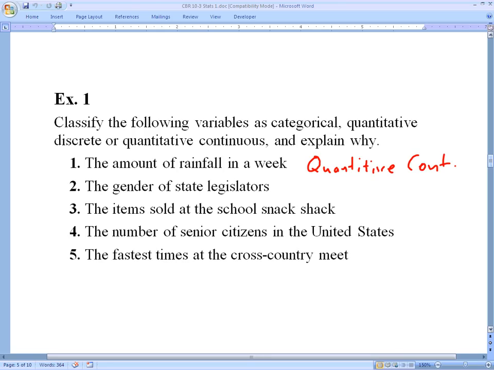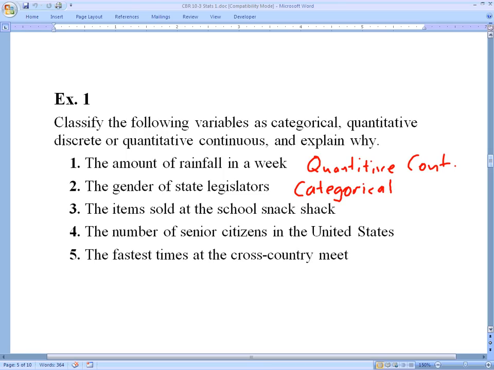Gender of state legislators. Well, think about different values that we could have for this. Gender of state legislators, you could have male or female state legislators. Therefore, we are talking about categorical. They fall into one of two categories.